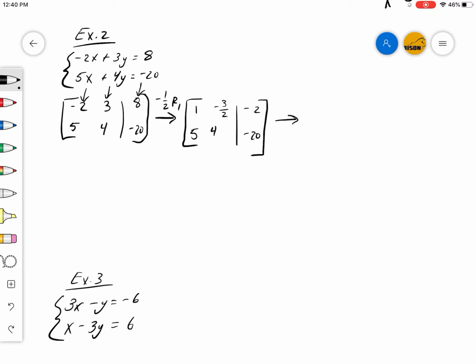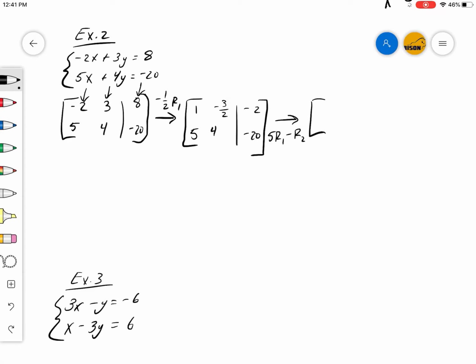Now my next goal needs to be to get a 0 underneath that 1, so in that 5 position. So remember our tip, to get a 1, multiply by a reciprocal. To get a 0, multiply by something above it, and subtract or add. Okay, so here's the row operation I'm thinking of. What if we did 5 row 1 minus row 2? That would be 5 times 1 is 5, minus 5 would be 0.